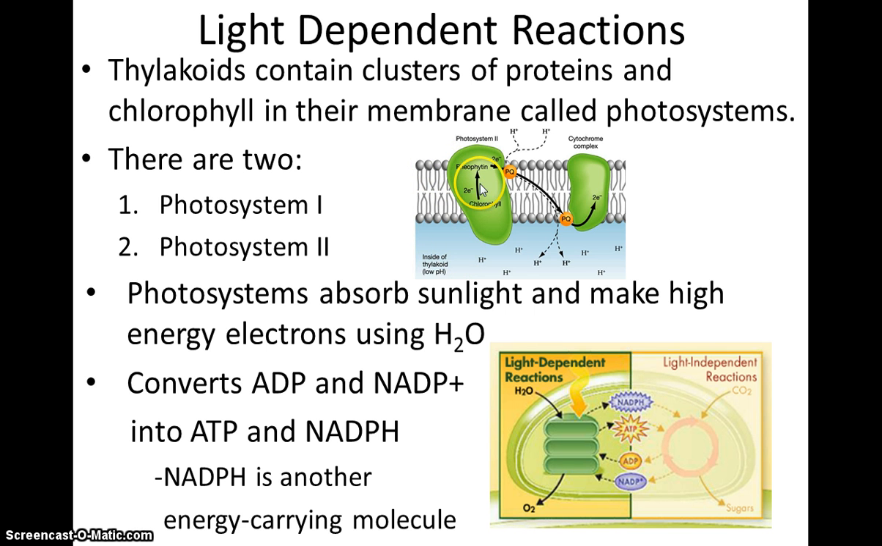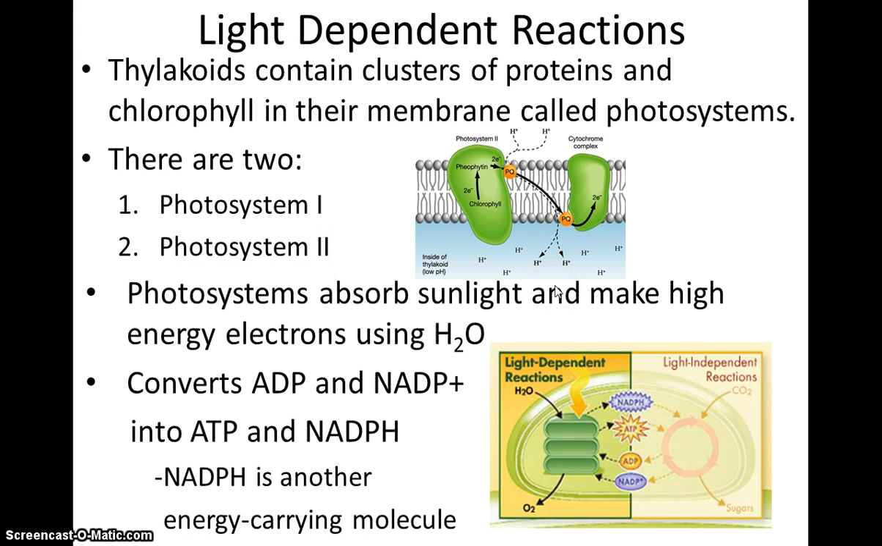So in our thylakoid, there are going to be these proteins. And really it's a cluster of proteins with chlorophyll called a photosystem. And really that's all the photosystem is. It's just chlorophyll and certain proteins that get excited by light clustered together. And these are going to be in the membrane, again, of the thylakoid. Different clusters have different names. There's going to be photosystem 1 and photosystem 2.